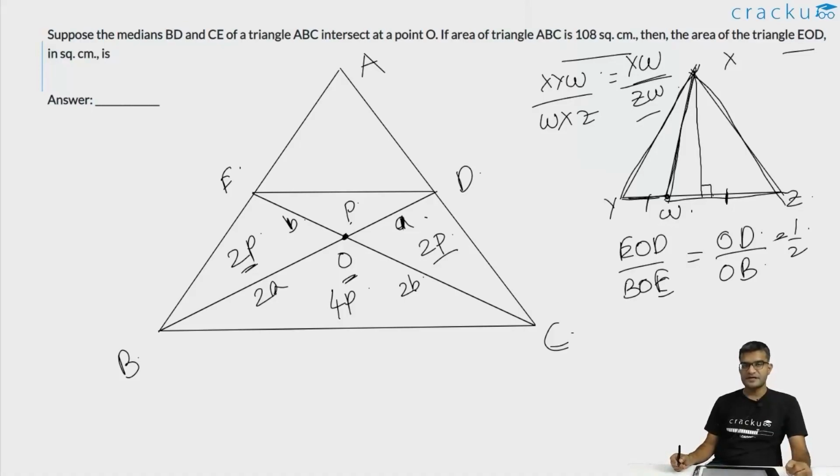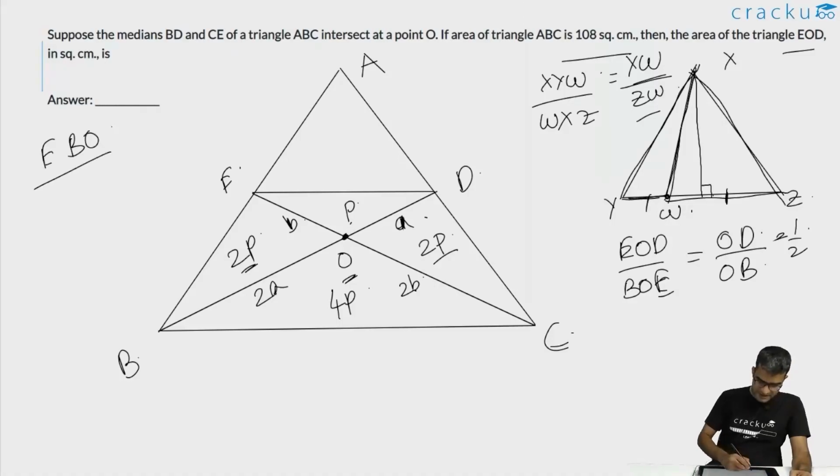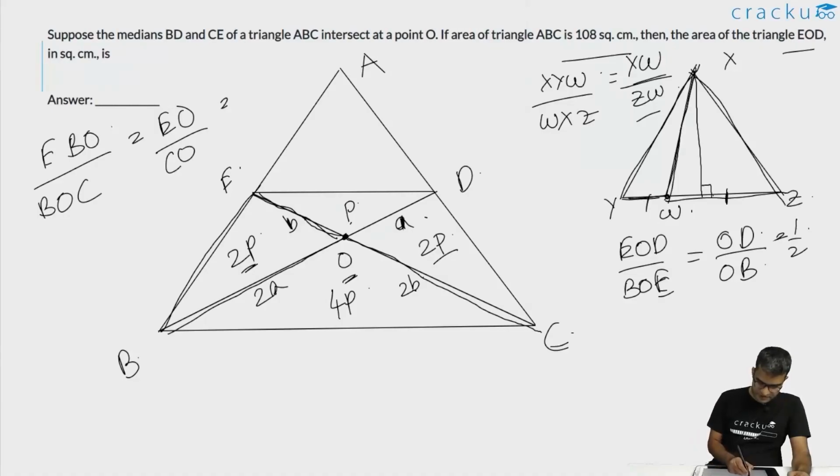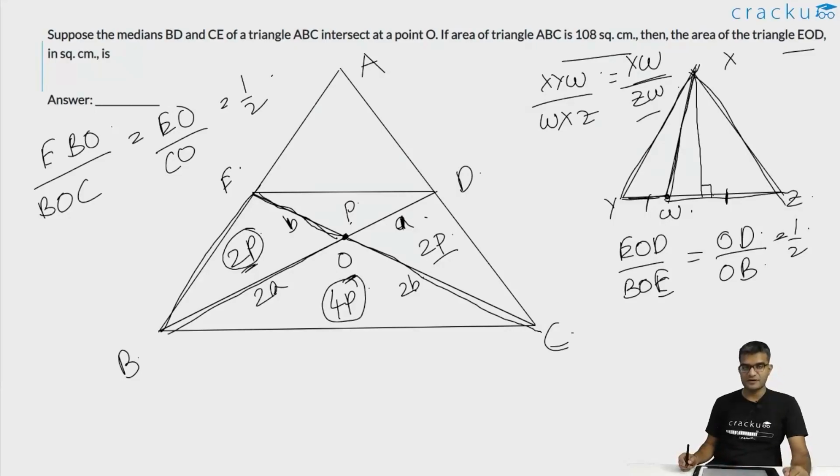Now if you are comparing the areas of triangle EBO, that is this triangle, and triangle BOC, this is equal to EO, that is this length, divided by CO, that is this length. This also will be 1 by 2. We know that the area of triangle EBO is 2p, so this will be equal to 4p. That is how we got it.